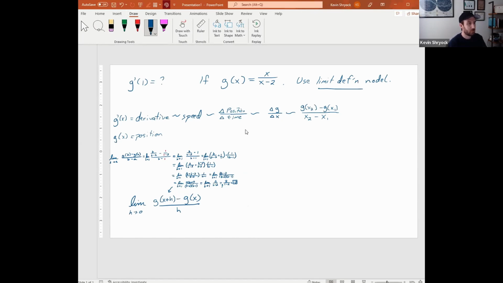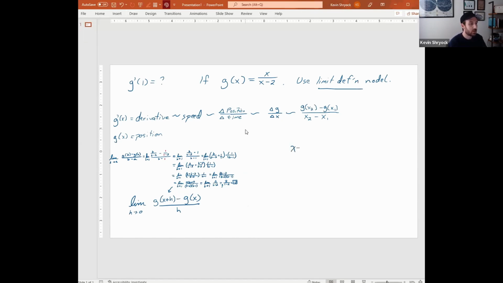So we're plugging x plus h into the equation. That gets me x plus h over x plus h minus 2. That's the later moment compared to the earlier moment of x over x minus 2, all divided by h, as I consider the limit for the time interval getting smaller. The common denominator approach again would totally work here.